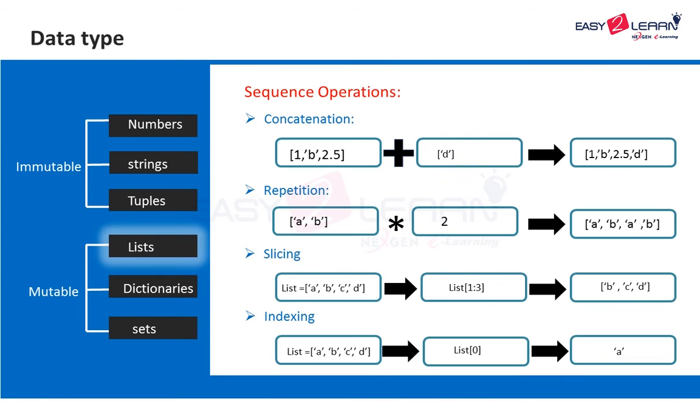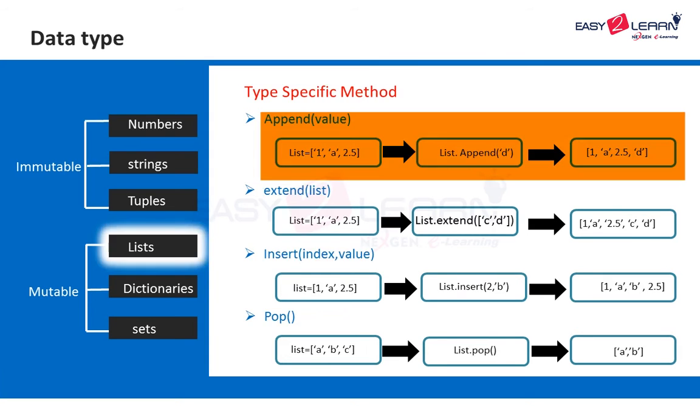Okay, let us look at some of the operations that we perform using the list. Here also, same as earlier, you have concatenation, repetition, slicing, and indexing. Now you have seen the same for tuples, so I am not going to repeat this as such, but let us look at the type specific operations. Now here you have the append operation.